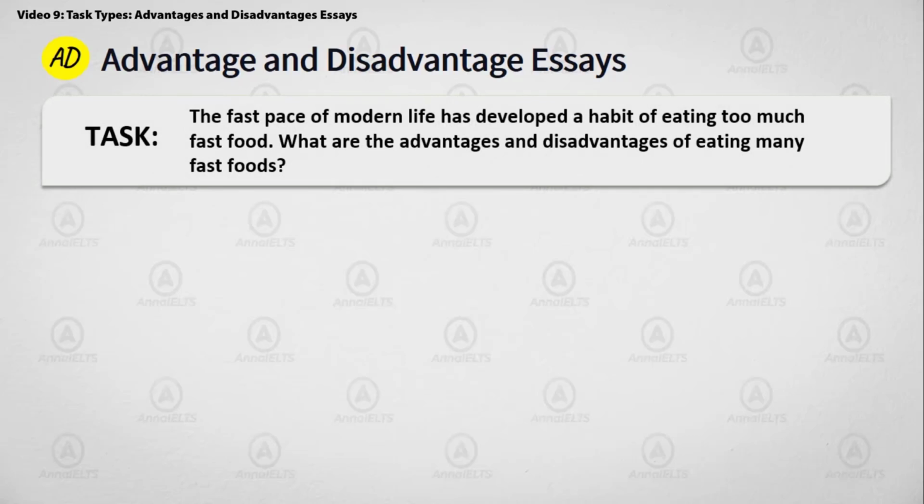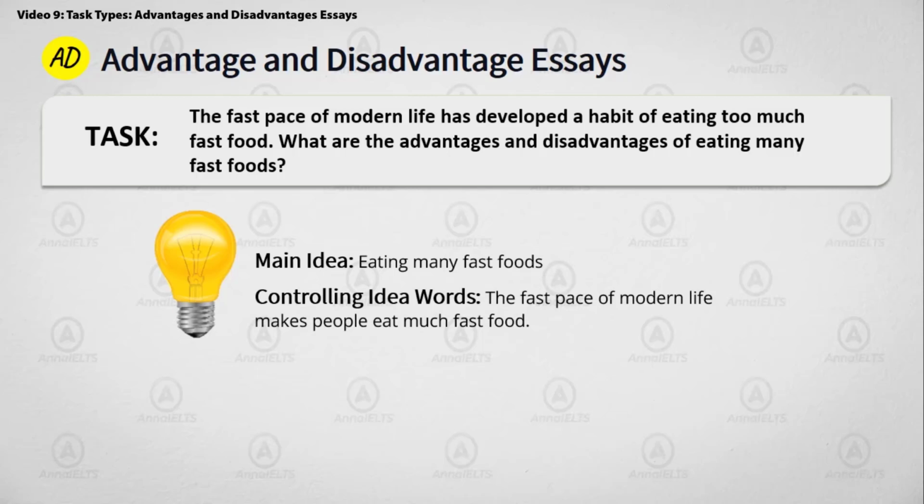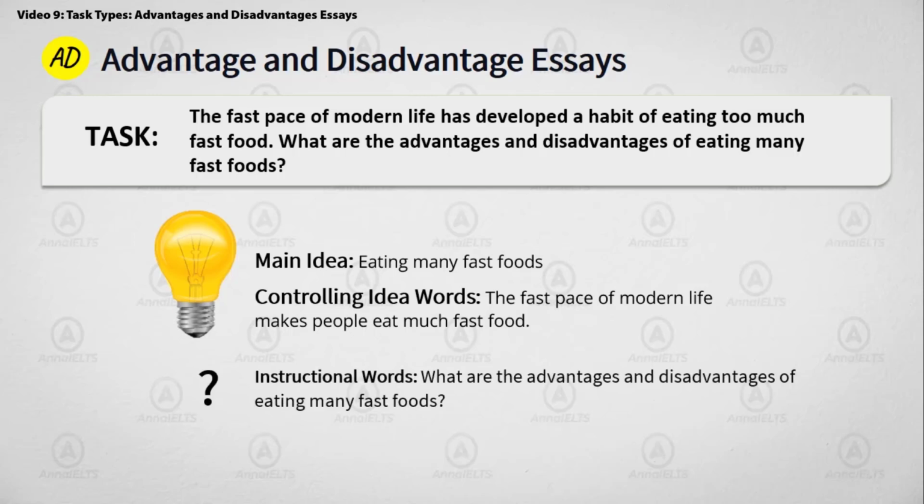The fast pace of modern life has developed a habit of eating too much fast food. What are the advantages and disadvantages of eating many fast foods? Let's analyze the task. What's the main idea? Eating many fast foods. What are the controlling idea words? The task says the fast pace of modern life makes people eat much fast food. And instructional words: what are the advantages and disadvantages of eating many fast foods?